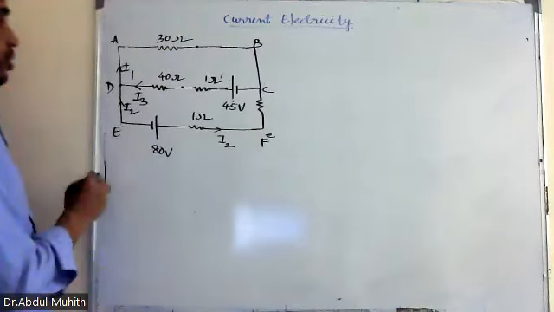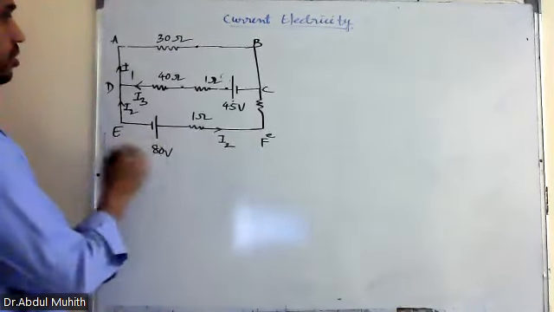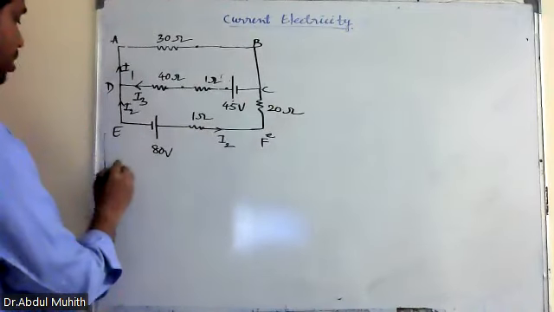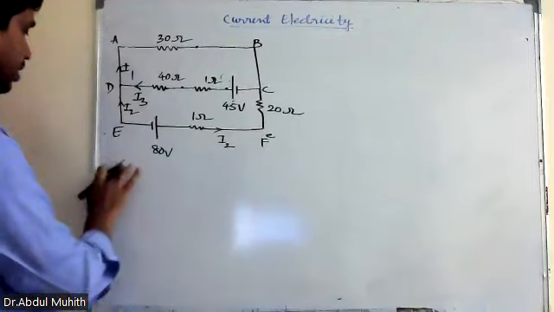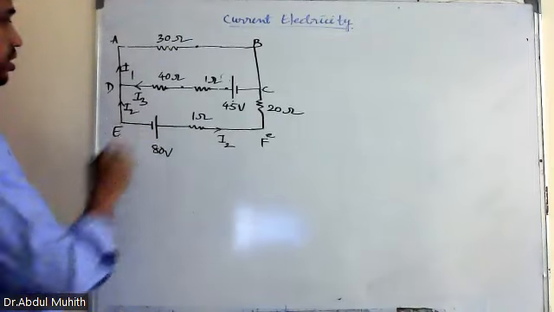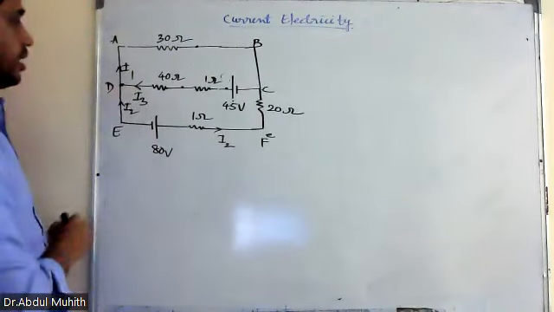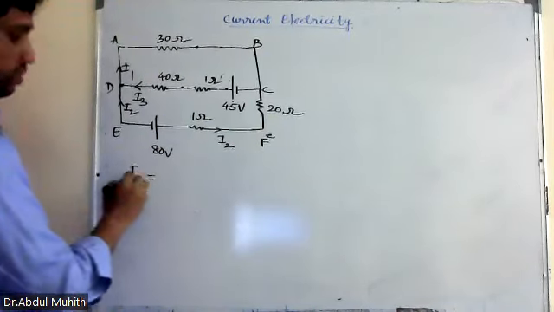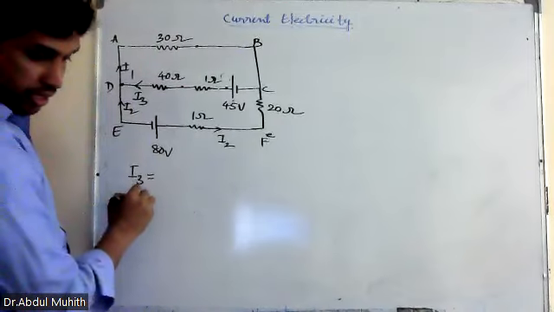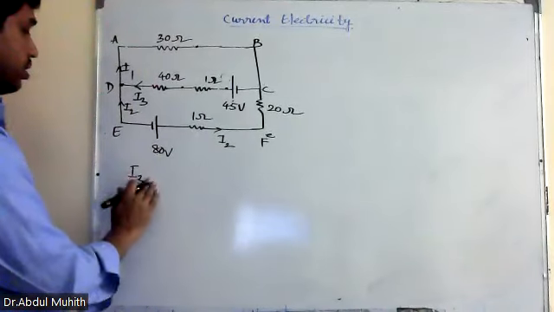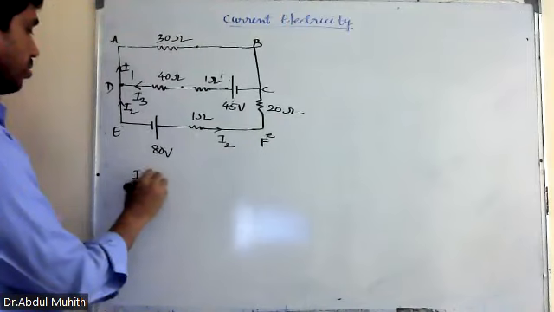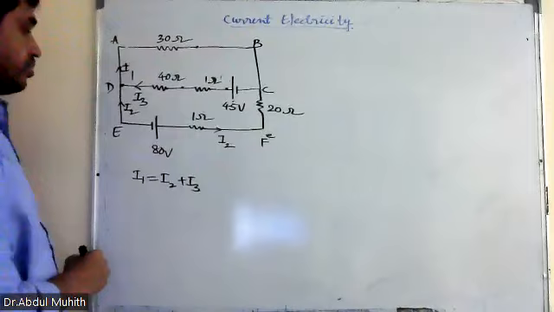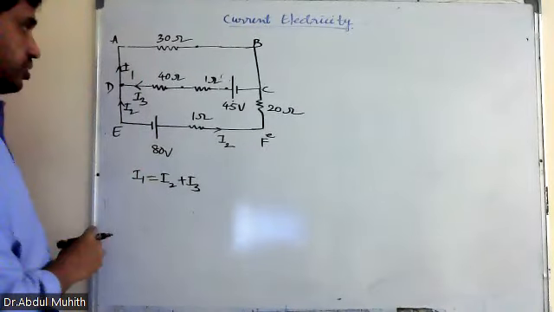Now I'm going to take the first circuit. I think all the values are written now. This is 20 ohms. Now there are three equations I have to write. First is the junction. D is the junction. So current I1 is leaving, and I3 and I2 are coming to the junction. I1 is equal to I2 plus I3.